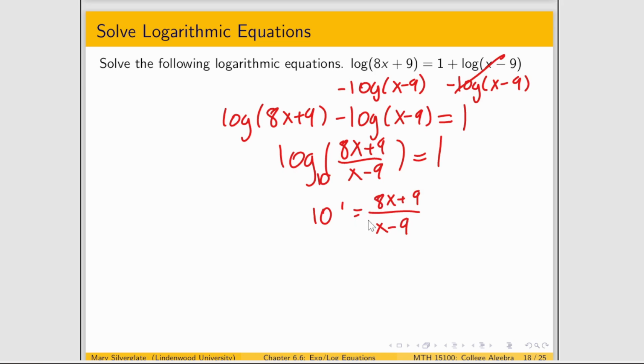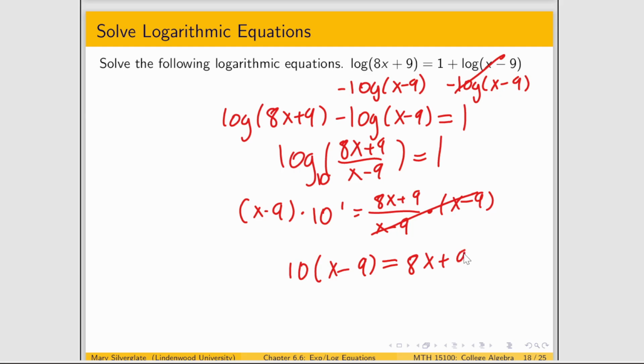Whenever I have an equation like this, I personally want to get rid of the fact that I've got x's in my denominator. And how do I undo division? Well, I just multiply. So I'm going to multiply both sides by x minus 9 in parentheses. That cancels out to make 1. x minus 9 times 10 is the same thing as 10 times x minus 9 equals 8x plus 9. Then I'll want to go ahead and distribute the 10. So that gives us 10x minus 90 is equal to 8x plus 9.